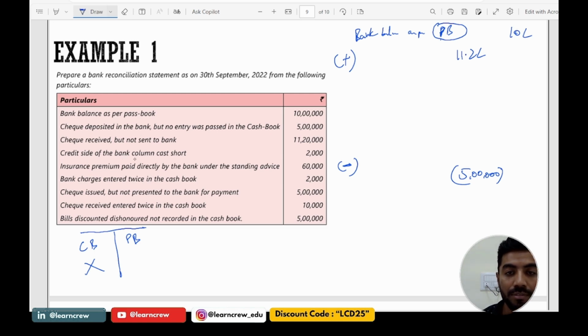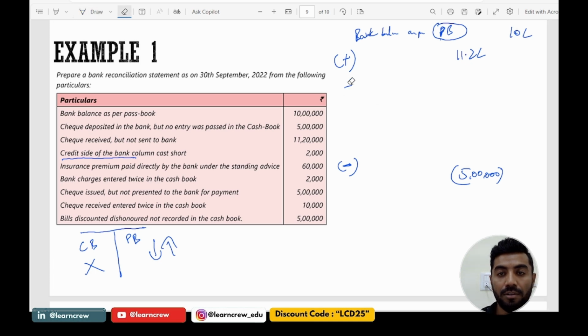If the withdrawals are less in the cash book, what will happen? The balance will be showing more. In the question it's saying credit side of the bank column, which means the withdrawals. Debit side is the deposit, credit side is the withdrawal. Withdrawal is showing less, which means the balance will be more in the cash book. In the cash book, if the balance is more, in the passbook, the balance will be less. In order to make it equal, you need to add this. So add 2000.